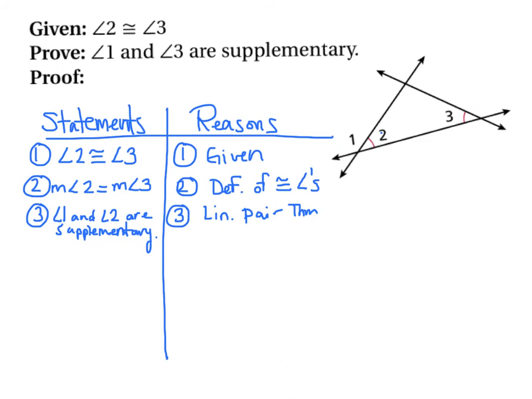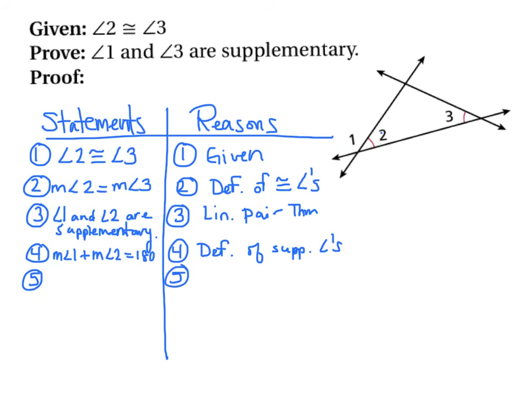So if we know that they are supplementary, what do we know about them? Because we still haven't proven it. If we know that they're supplementary, that means their measures what? Their measures will add up to give you 180 degrees. And how do we know that? Because we just said they're supplementary, and supplementary angles add up to 180. Now we also know what? We have just said that 1 and 2 are supplementary.